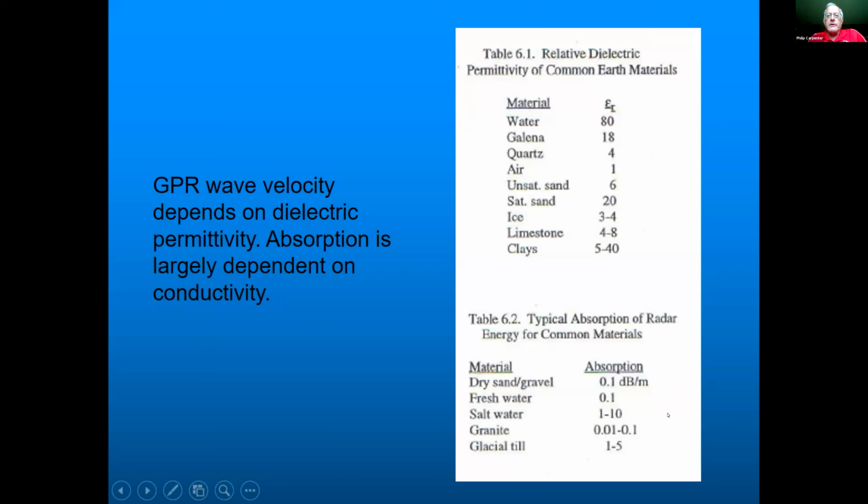So you're better off in mafic, felsic rocks, felsic granitic rocks. You're not going to use this successfully in a saltwater environment. And then glacial till, because there's a lot of clay in tills, diamictons, you're talking about 1 to 5 decibels per meter absorption. So you can do some calculations using these numbers to figure out how deep you're actually going to really see.